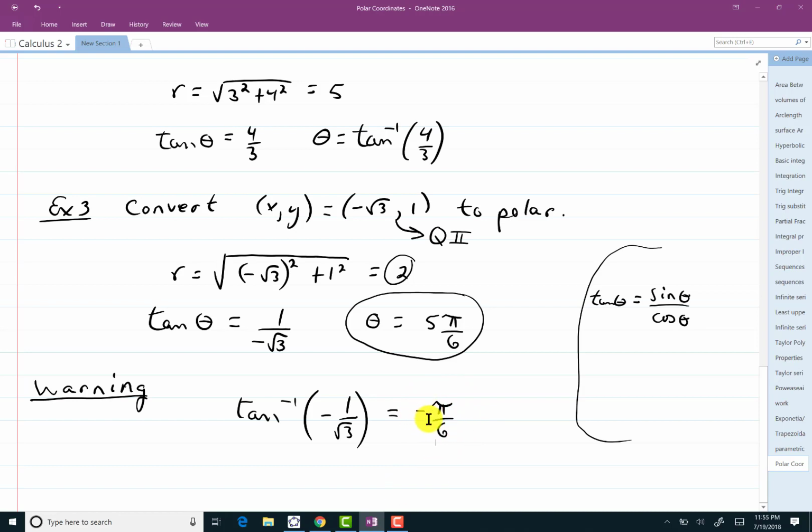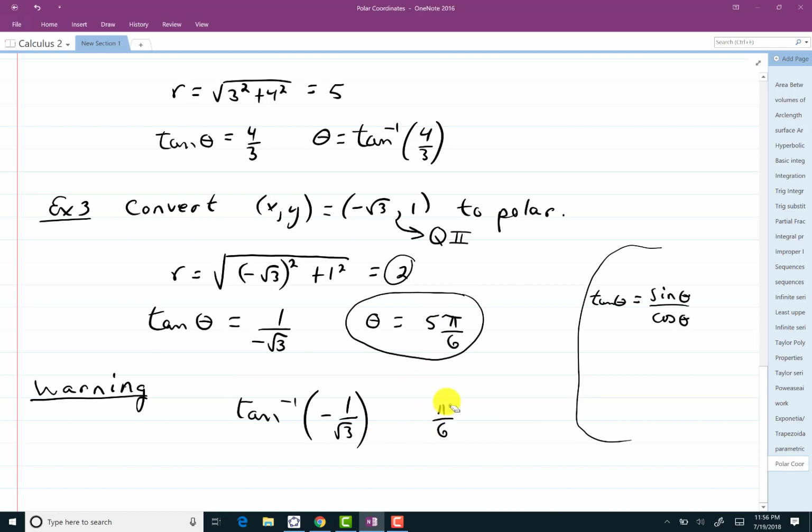It's still wrong. The problem with it is negative pi over 6 is an angle that ends up in the 4th quadrant. You're in the 2nd quadrant. This will help you immensely on writing your answer. How do you get 5 pi over 6? Well, it is related to arctangent, but this is what you have to do.